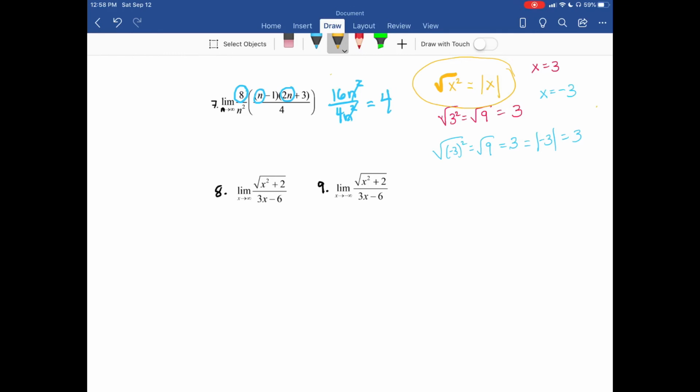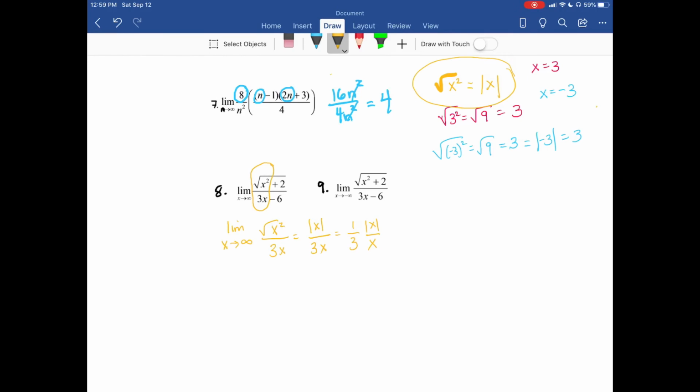So if we're looking at 8, I am still going to focus on the dominant terms for this problem, and those would be these two right here. So I'm looking at the limit as x approaches infinity of the square root of x squared over 3x, which then takes us to the top would simplify to the absolute value of x, and then the bottom to 3x. And just because I can, I'm going to write that as this.